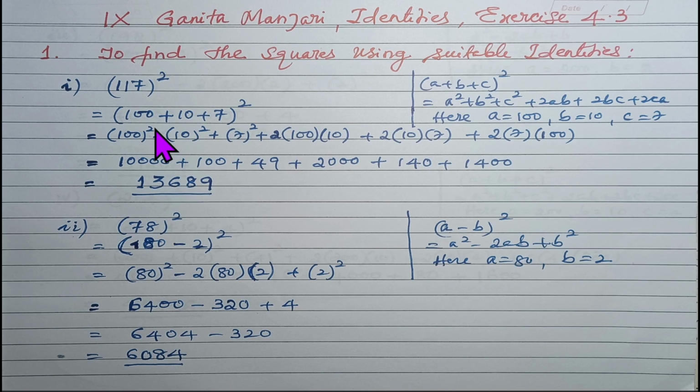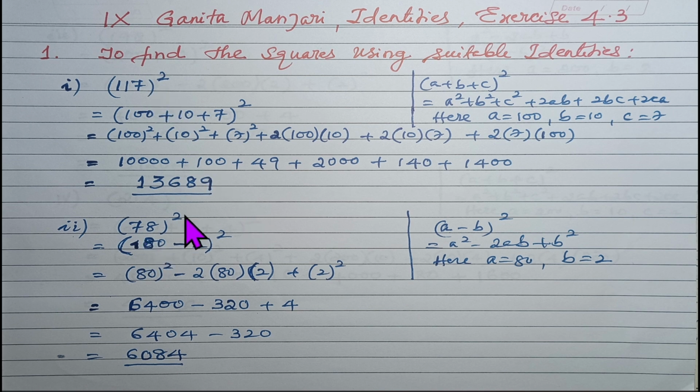Now simplify it, a simple thing there. 100 square is 1 followed by 4 zeros. 10 square is 100, 7 square is 49. It will be 2000, and it will be 140, and 2 sevens are 14, that is 1400. Now add all this, we get 13,689 is the answer of 117 square.